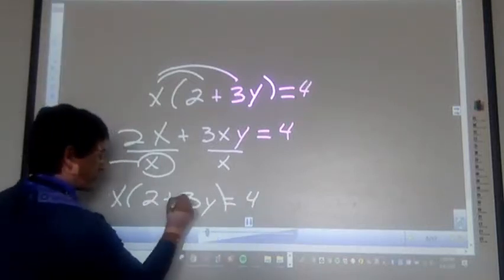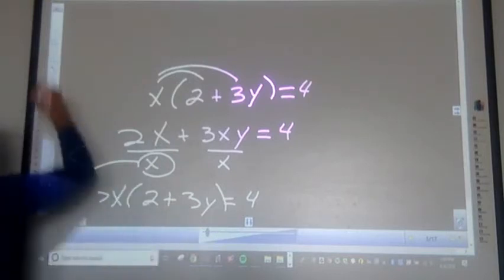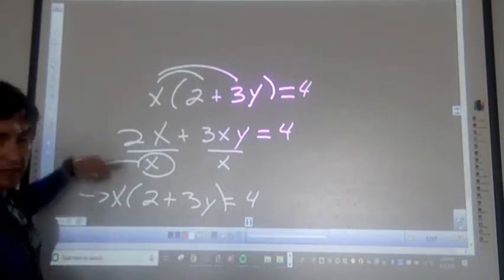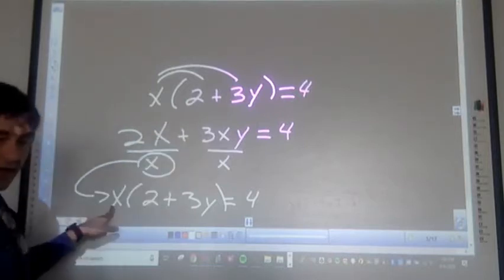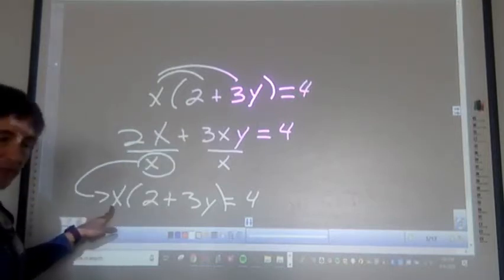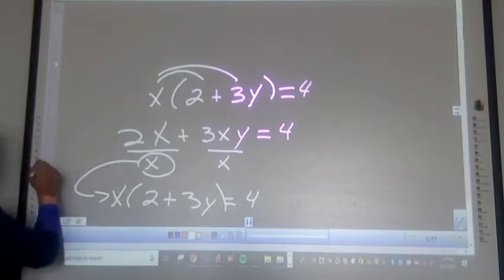So, give me one sec here. So it looks like it did in the beginning, right? And I went from 2x's here to 1x. So that's what we have to do on this other problem.